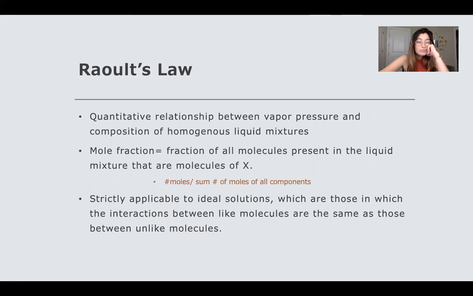I'm so sorry if I mispronounced this, but I believe it's Raoult's law. I looked it up, but I'm probably still mispronouncing it. It's the quantitative relationship between vapor pressure and composition of homogeneous liquid mixtures. It involves the mole fraction, which is the fraction of all molecules present in the liquid mixture that are molecules of X. You can find the mole fraction by dividing the number of moles by the sum of the number of moles of all components. It's strictly applicable to ideal solutions. Now, ideal solutions are those in which the interactions between like molecules are the same as those between unlike molecules.